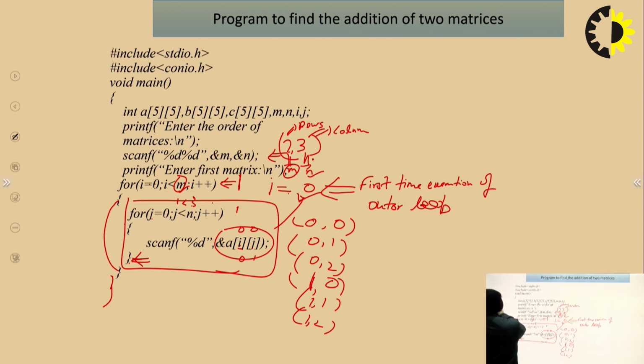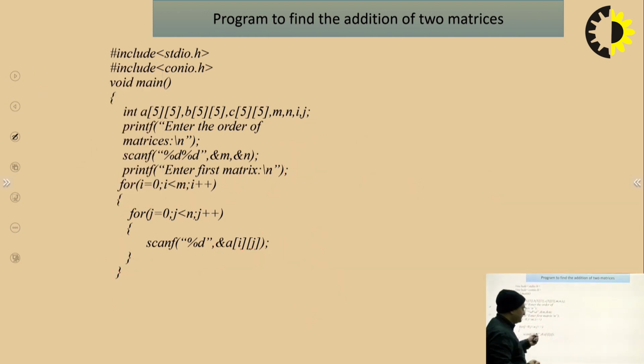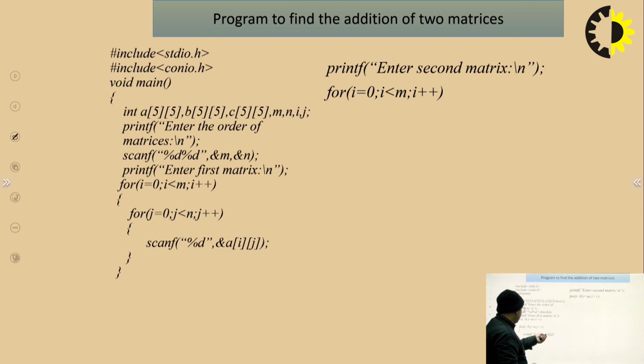So all these values will be there in the array. Now you have all the values in the array. All the memory is assigned to every variable held in the double dimensional array A, right?